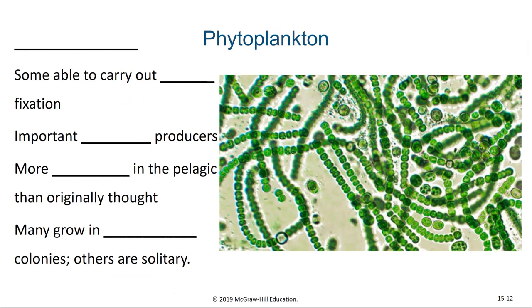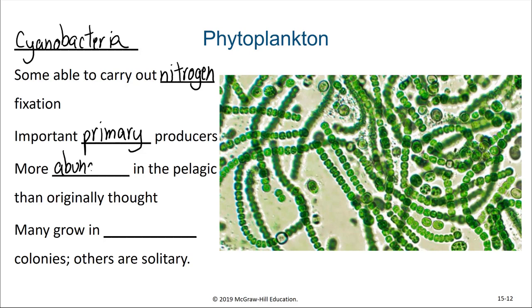Our next type of phytoplankton are cyanobacteria. These are prokaryotes known as blue-green algae. They're able to carry out nitrogen fixation as well as photosynthesis. They are important primary producers. And we've come to find out they are far more abundant in the pelagic than originally thought. Many grow in filamentous colonies, where others may be solitary.